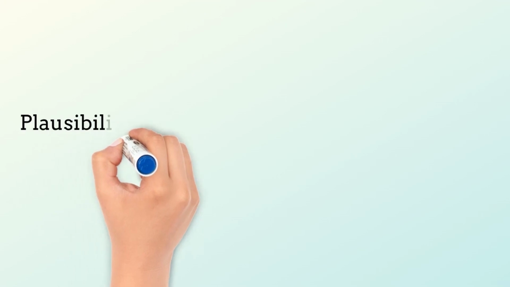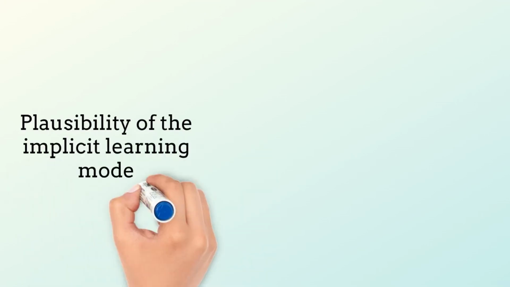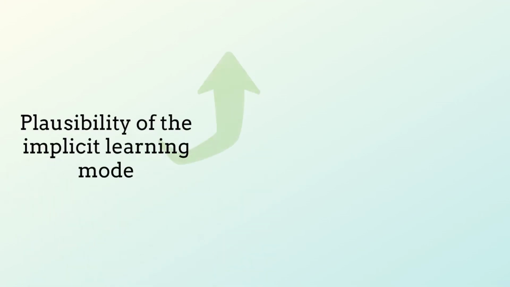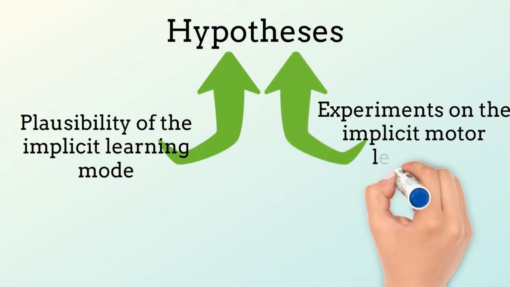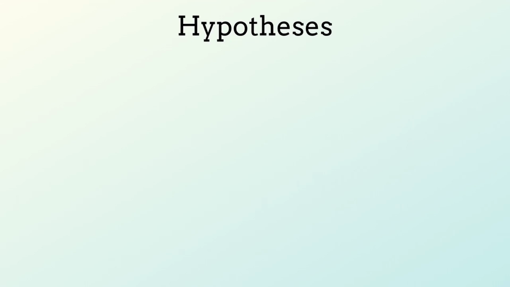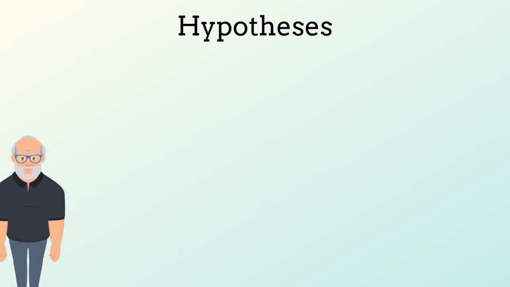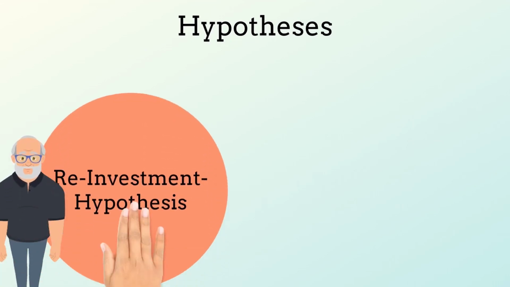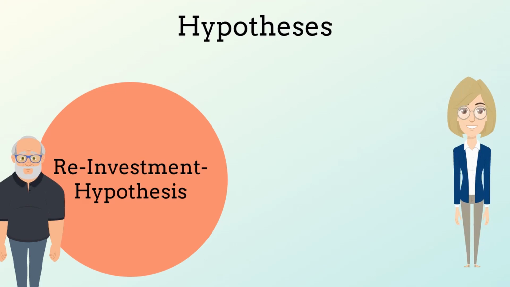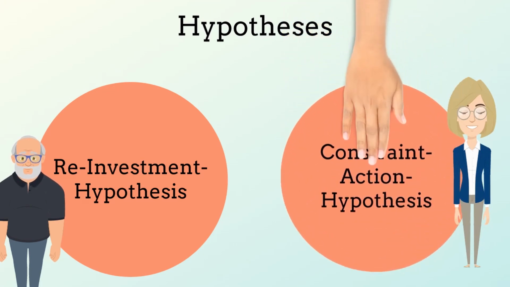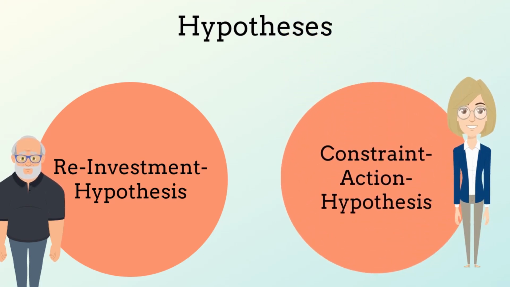In addition to the previously mentioned plausibility for an implicit learning mode during the acquisition of motor skills, researchers have forwarded two hypotheses supported by numerous experiments in this regard. For example, Richard Masters from the University of Hong Kong has published and examined a reinvestment hypothesis. With a similar idea in mind, Gabriele Wolf from the University of Las Vegas forwarded and tested her constrained action hypothesis for the implicit learning of motor skills.